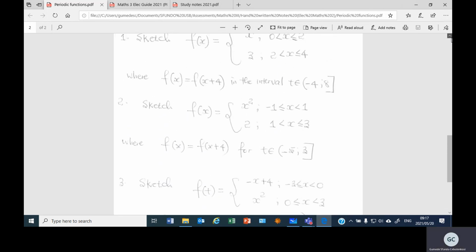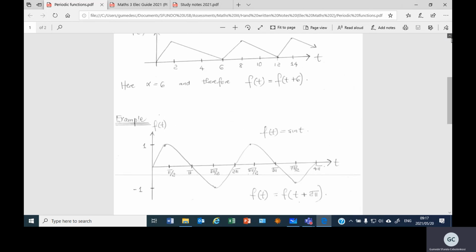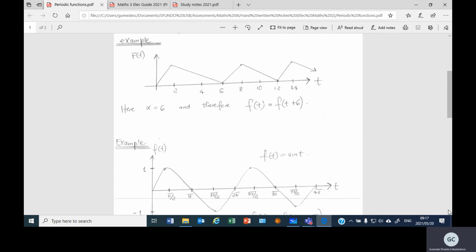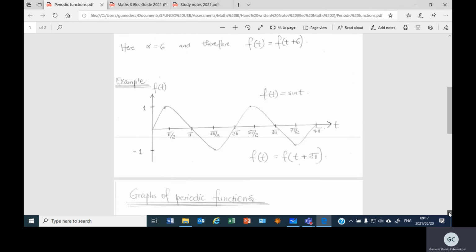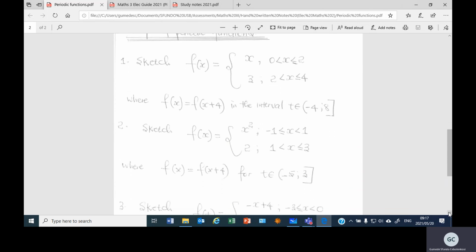using our WhatsApp group. Otherwise, I think that is all I wanted to say. That is all you have to do for now about sketching periodic functions. I'm expecting you to be able to sketch these 3 graphs. Sketch a function, extend it in a given interval using a given period.